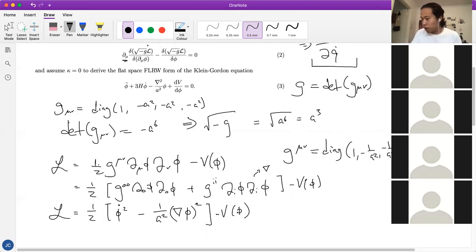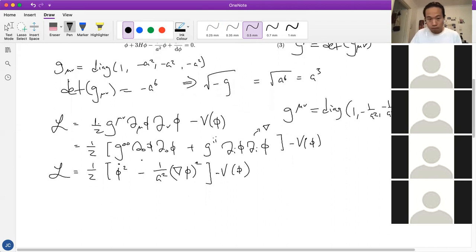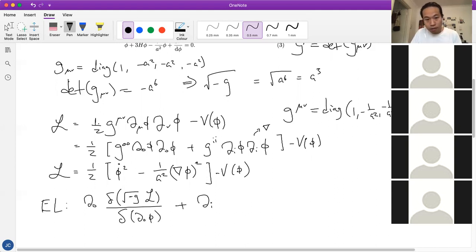Okay, so for the Euler-Lagrange equation, I'm going to do this thing again, where rather than having d mu going through all four indices, I'm going to separate out the time and the spatial parts, so it's a bit easier to manipulate. So the EL equation, you get d0 of delta, square root of minus g L, delta, just the 0th component, and then plus the spatial part.